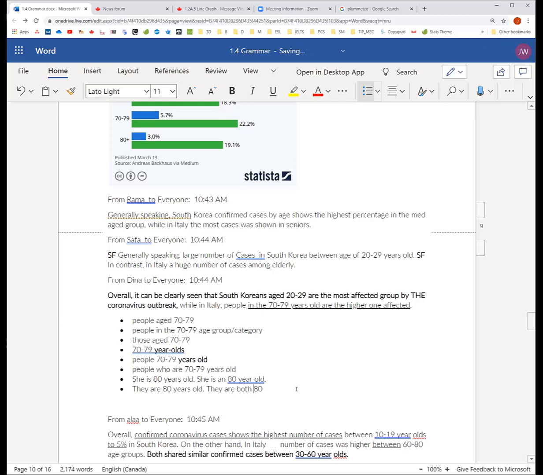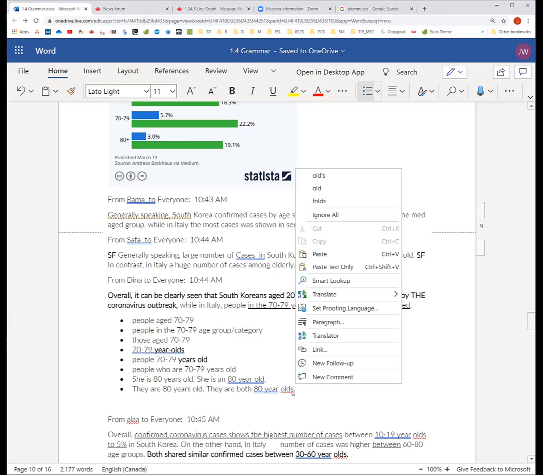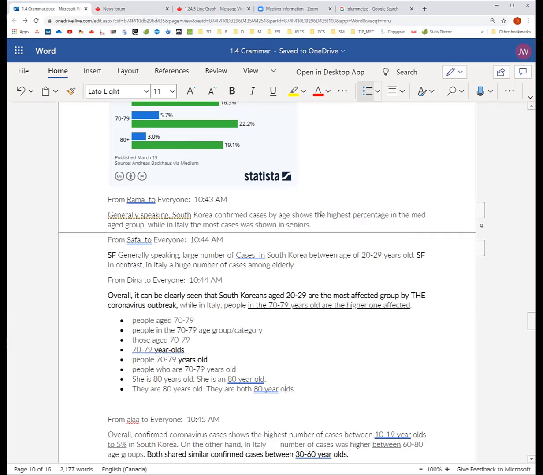How about now? They are both 80 years old. They are both 80 year olds with an S, right? Because now it's they. What about the first one? Also they. The first sentence on the same line. Yes. They are both 80 years old. She is 80 years old. They are both 80 years old.